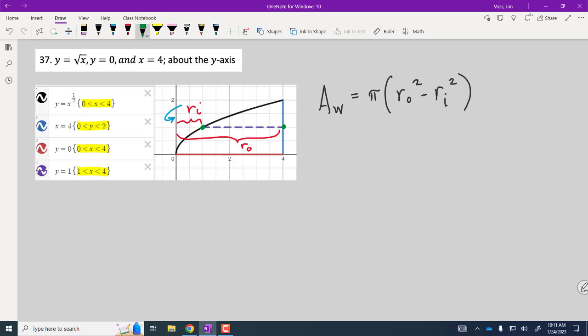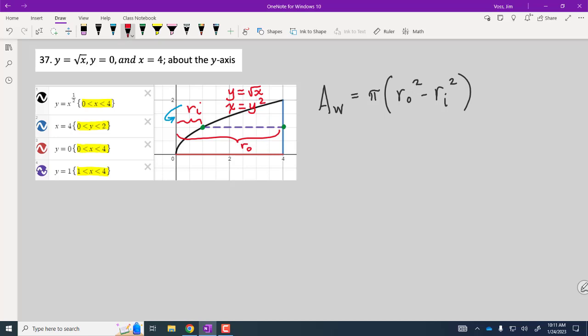Okay, so the curve right here is y equals square root of x. That's written as a y value. We want to isolate the x, though, so we're going to write that as x equals y squared. That is our inner radius. The inner radius will be y squared.